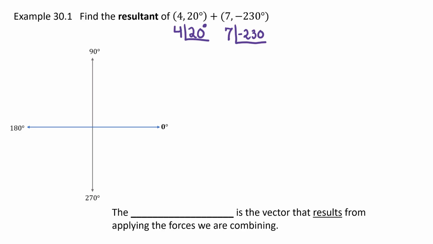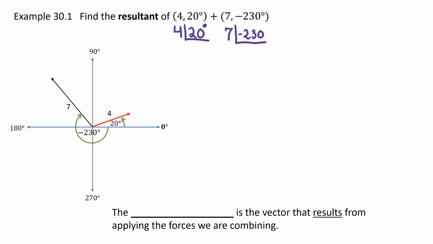We want to add these two vectors and get the resultant vector. So we've got the vector 4, 20, which means go 20 degrees counterclockwise and go out 4 units. And then we want to add the vector 7, negative 230. So negative 230 means go clockwise 230 degrees and then go out from the origin 7 units.